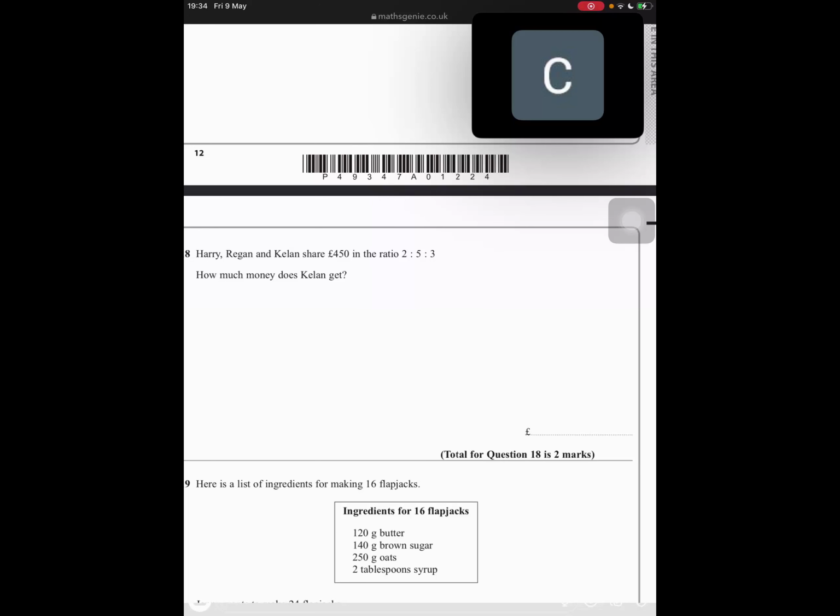Yes. Then we say 3 divided by the total, which is 10. 3 over 10 times 450. What would that give us? The 0 in 10 will cancel the 0 in 450, leaving us with 3 times 45. That's it. It's already done. 3 times 45 is 3 times 5, 15. 3 times 4, 12 plus 1, 13. That's 135, right?